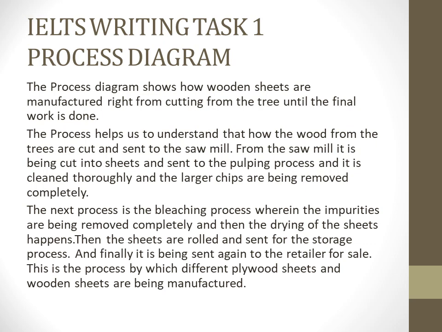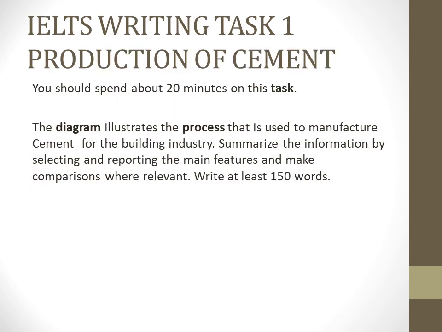And this is a very simple question. I'm also going to help you with one more process, wherein how cement is manufactured and how concrete is also manufactured. You're spending about 20 minutes on this task, so let me leave the question for you. The diagram illustrates a process that is used to manufacture cement for the building industry. Summarize the information by selecting and reporting the main features and make comparisons where relevant. Write at least 150 words.